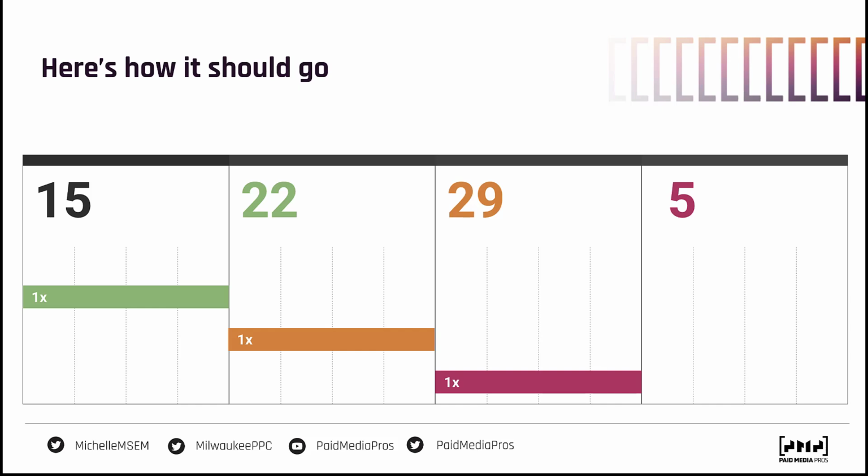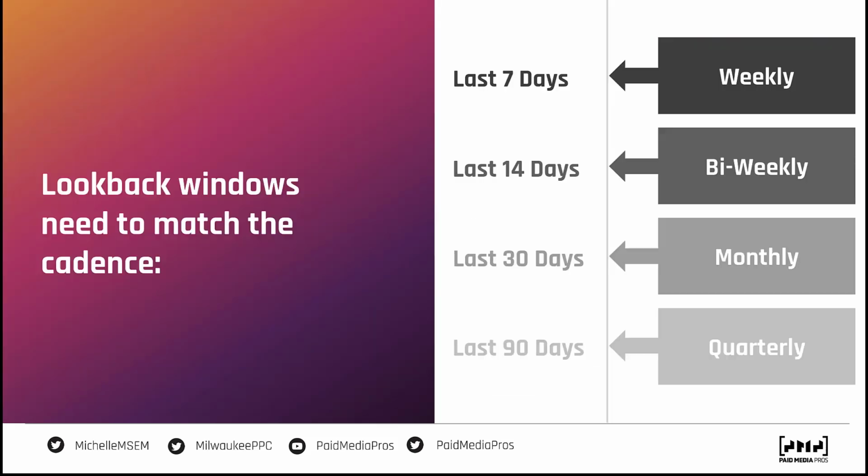You can certainly look back further, and we're going to talk about some other cadences here in a minute. But if you're making regular weekly bid adjustments, you want to make sure that you're only optimizing on the data one time, not multiple times. And there's a super easy way to remember that. Whatever your regular cadence is for bid changes, your look-back window should match that. If you're making adjustments every week, only look back at the last 7 days.